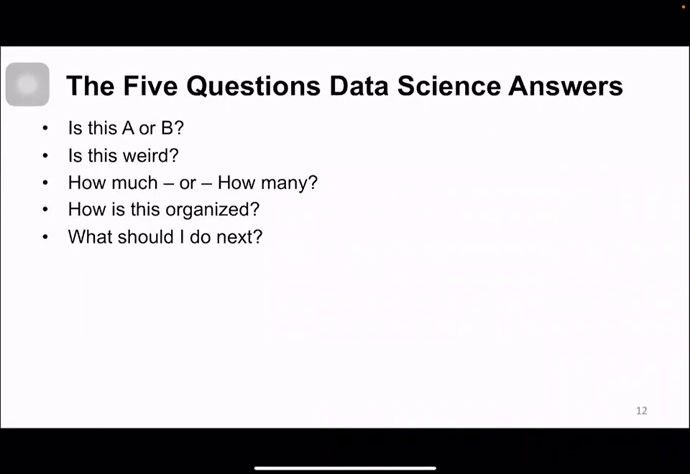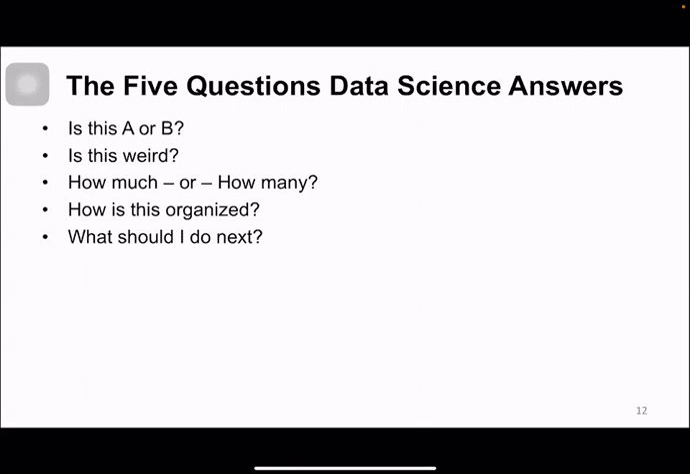Now, what is data analytics, and what kind of questions can data analytics answer? We talked at a very high level, but now let's look at a few specific examples. The five questions here: is this A or B? For example, you want to classify this as A or B, true or false, or diseased or healthy.